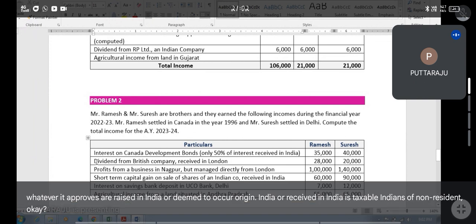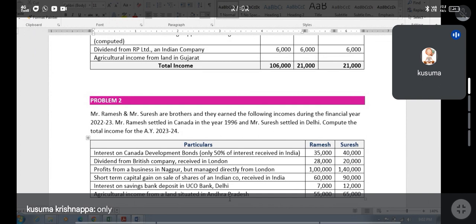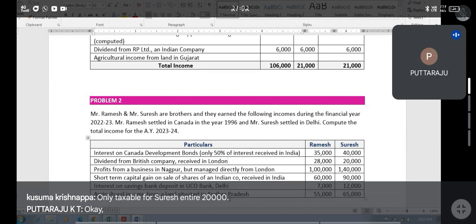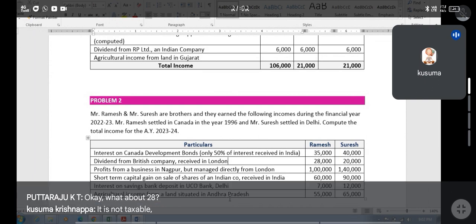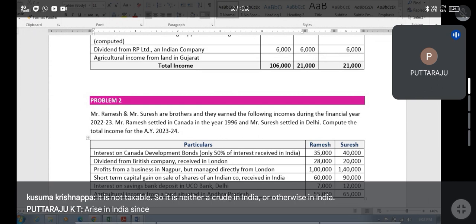Next, dividend from British company received in London. Only taxable for Suresh, the entire 20,000. What about Ramesh? It is not taxable, sir. It is neither accrued nor arising in India. Since he is a non-resident, it is not taxable in the hands of Ramesh.